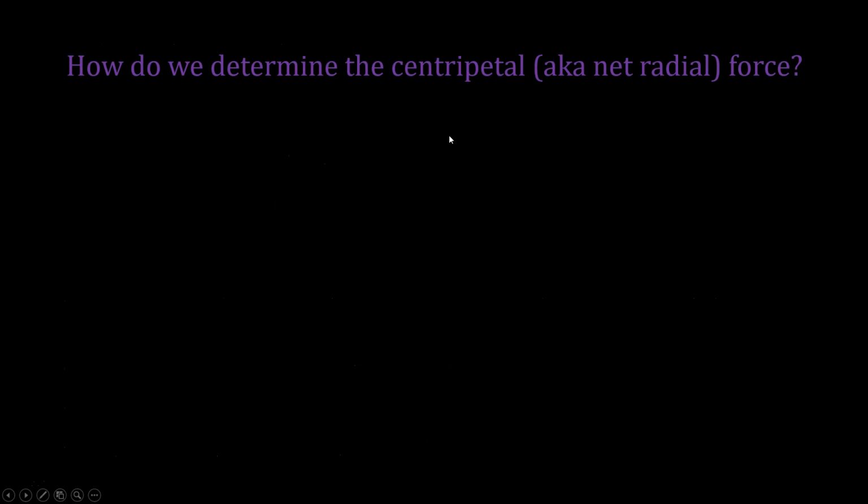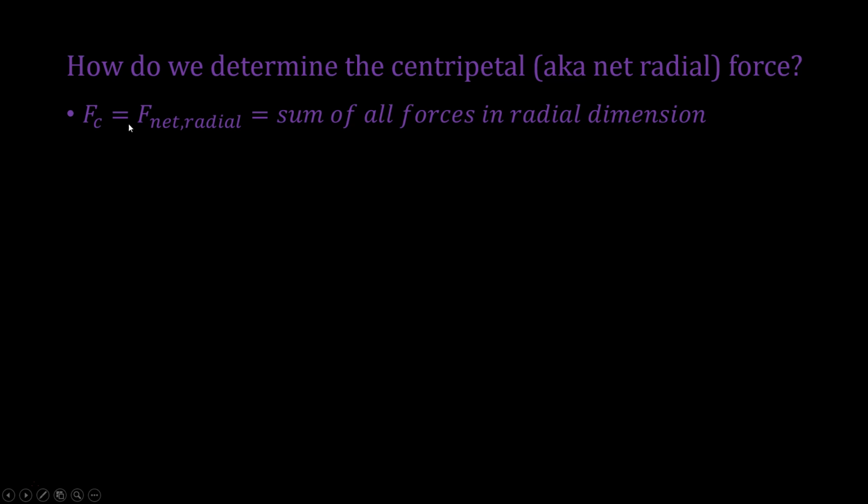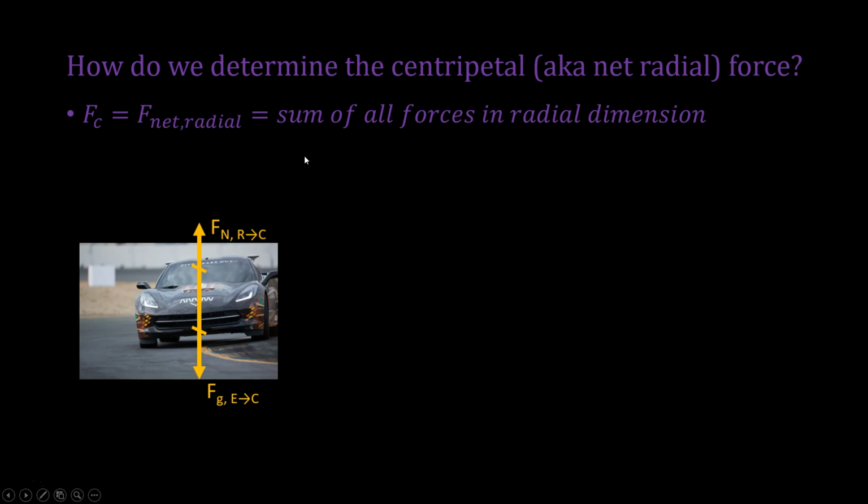So how do we determine the centripetal or net radial force? First of all, we have to recognize that because it's a net force in the radial dimension, the centripetal force is going to be equal to the sum of all the forces in the radial dimension. Now, in the case of the car, this is very straightforward in that there is only one force in the radial dimension. That's the friction force, and I've assigned a value of 2,000 newtons to it. So in this case, our centripetal force is equal to the net radial force. Well, there is only one force, the friction force, so that friction force is the net force in the radial dimension, and the centripetal force then is 2,000 newtons.